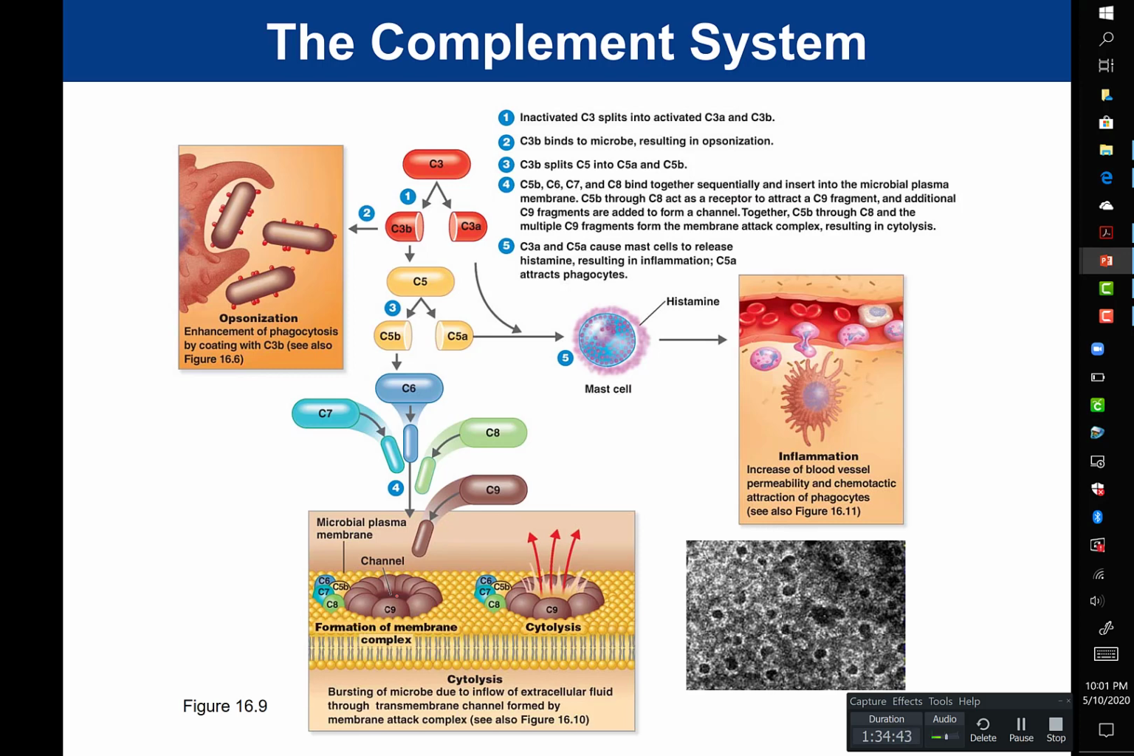And lastly, the last outcome of the complement system is initiating inflammation. That's because complement proteins activate a cell called a mast cell. A mast cell is going to release histamine, and histamine is going to initiate inflammation. Again, it's going to attract the white blood cells to the site of the infection and make blood vessels leaky, etc. So these are the three outcomes of the complement system: opsonization, cytolysis, and inflammation.